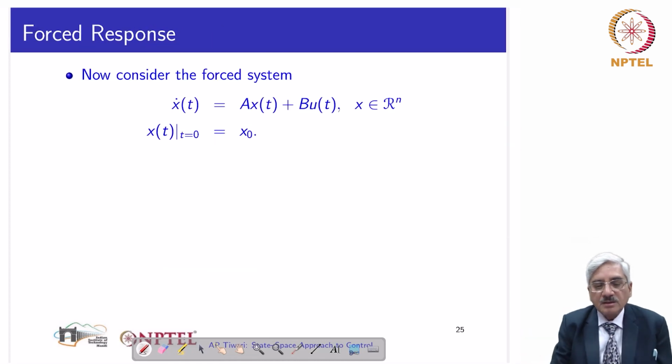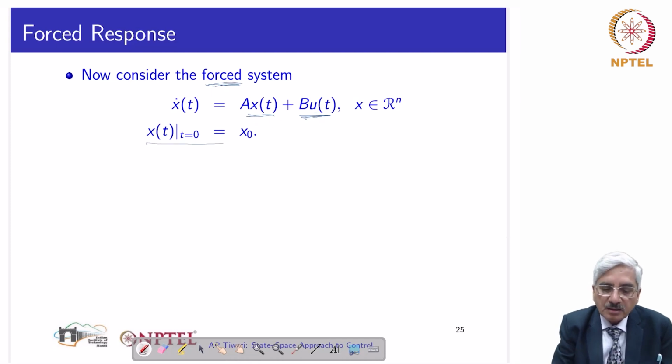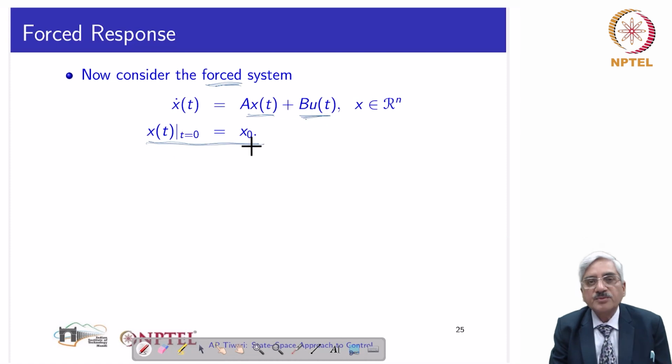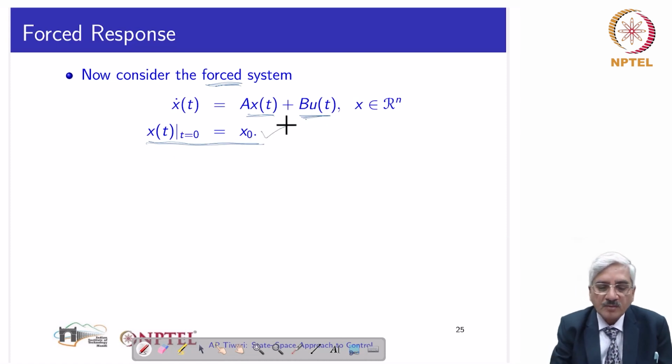Now we consider the forced system, x dot equals Ax plus Bu. Earlier we had considered the homogeneous system. So we consider now the forced system. Now the input u is applied. And of course we continue with the initial condition specified at t equal to 0 as x0.